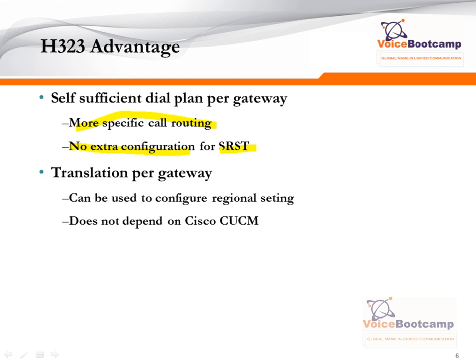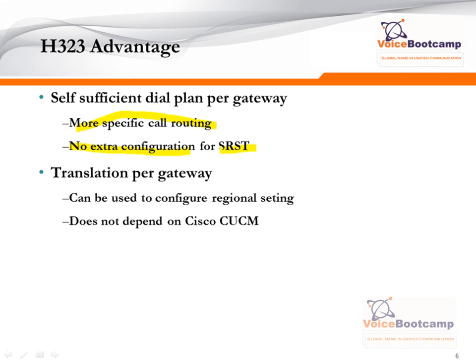Now, another advantage of an H.323 network is that on each gateway you can do translation based on the regional settings, which does not depend on the call manager. What really happens is, because the translation in call manager is very limited compared to the gateway level, sometimes in a multi-distributed environment it makes sense to use an H323 gateway because you have more control over each gateway.